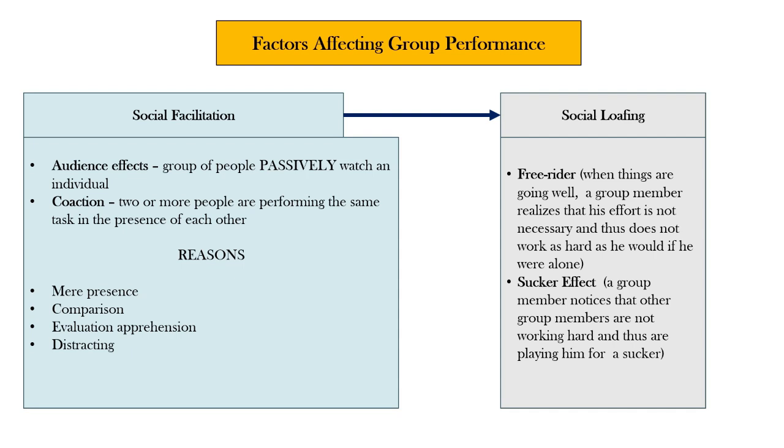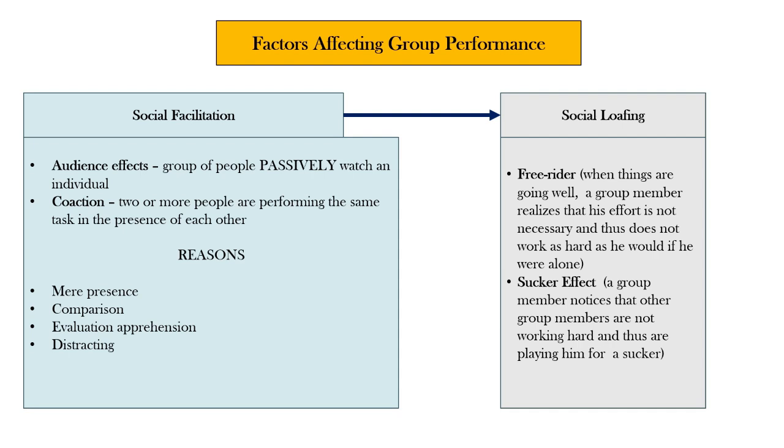We also have the sucker effect, which hypothesizes that social loafing occurs when a group member notices that other group members are not working hard and thus are playing him for a sucker. To avoid this situation, the individual lowers his work performance to match those of the other members. Okay?